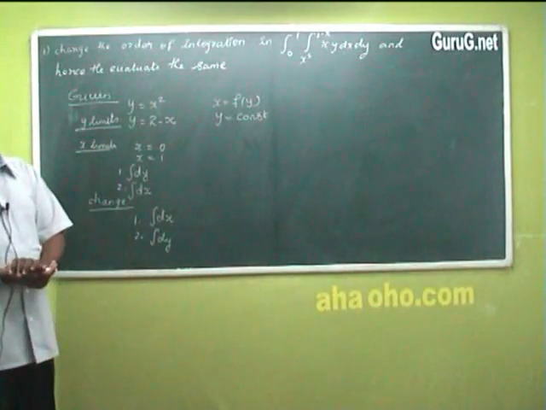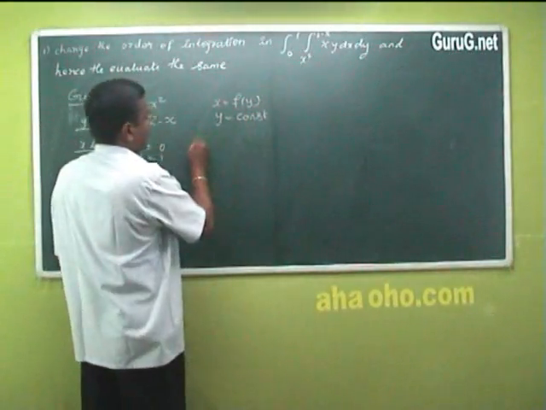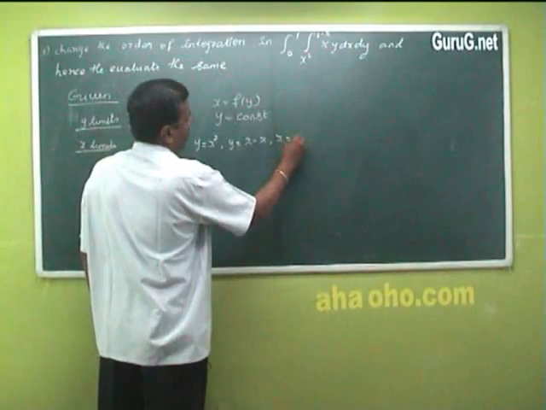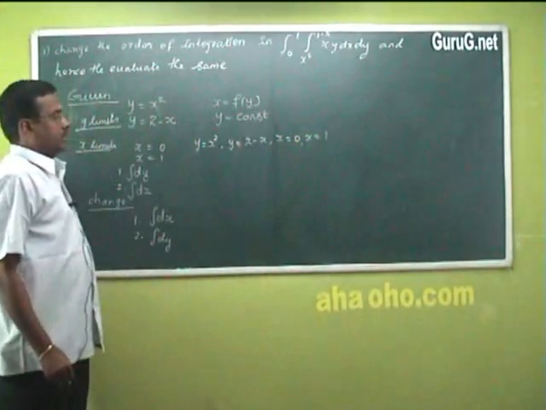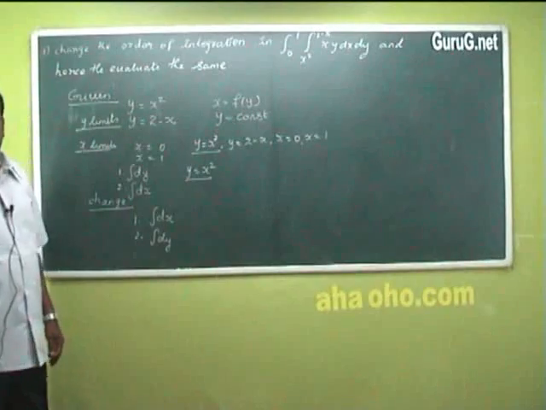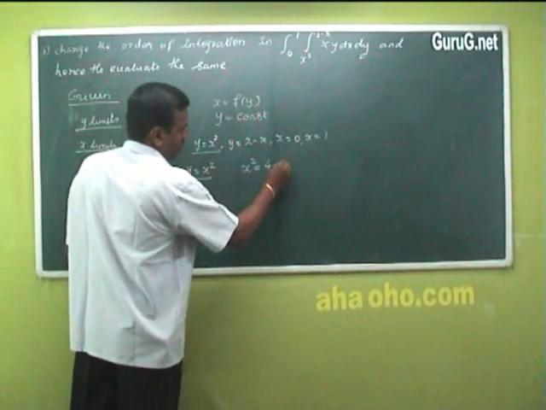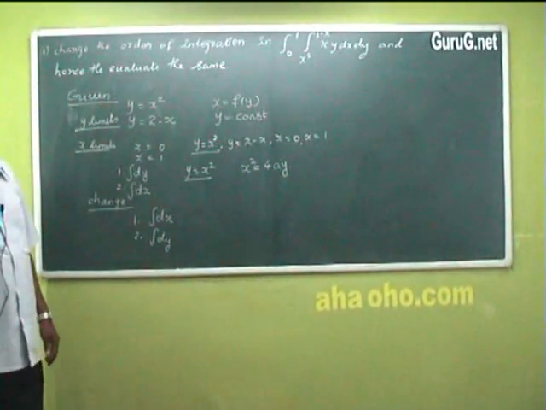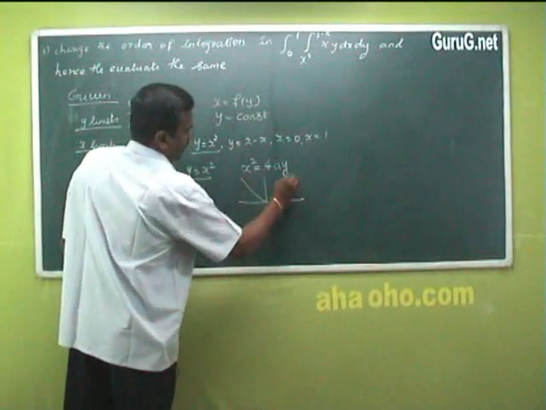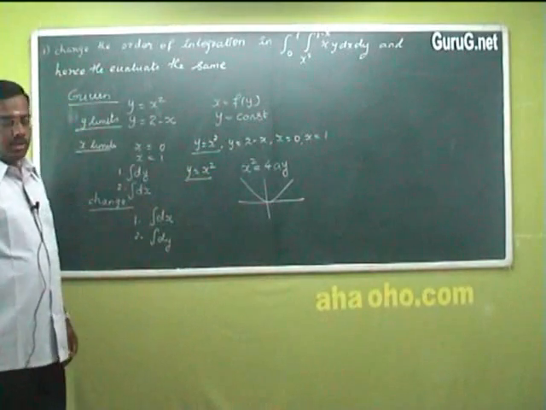Now first let us start the first step. The first step is we have to draw the limits for the curves y equal to x square, y equal to 2 minus x, x equal to 0, x equal to 1. First let us see y equal to x square. What is this? This is nothing but a parabola. What is the general equation of the parabola? x square is equal to 4ay. This is the general equation of the parabola, which is of the form like this. Similarly, we have to draw the parabola y equal to x square.